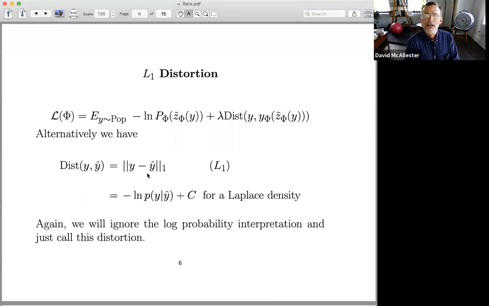We can also use an L1 distortion. This L1, you take the two vectors, the images viewed as vectors, as sets of numbers at every position, and you sum over all the pixels the absolute value of the difference, and that's an L1 distortion. We saw this when we did GANs. Again, it's possible to interpret that as a negative log density, but that makes me uncomfortable. I'm more comfortable just talking about the distortion as distortion.